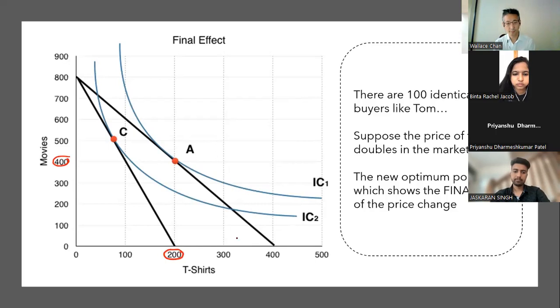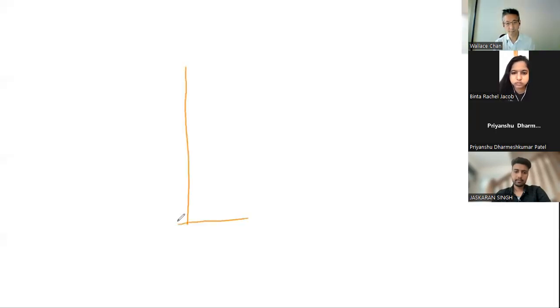We did this a while back. We said that when there's a price change, the budget line is going to shift, right? Do you guys remember? Maybe I can quickly show this to you on a whiteboard. When we were doing this budget line, we said the income of Tom is $40, the price of movies was $5 and the price of t-shirt was $10, right?